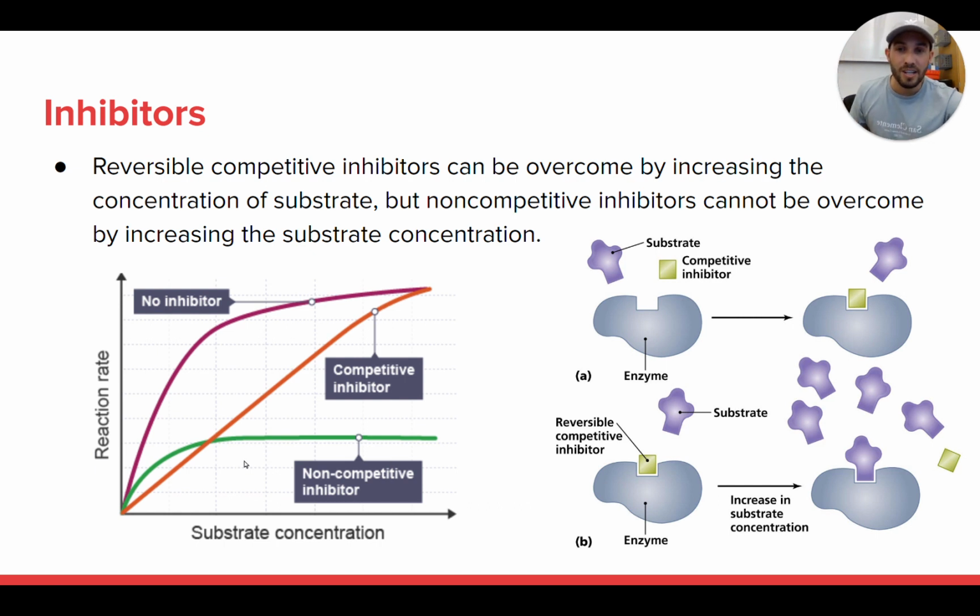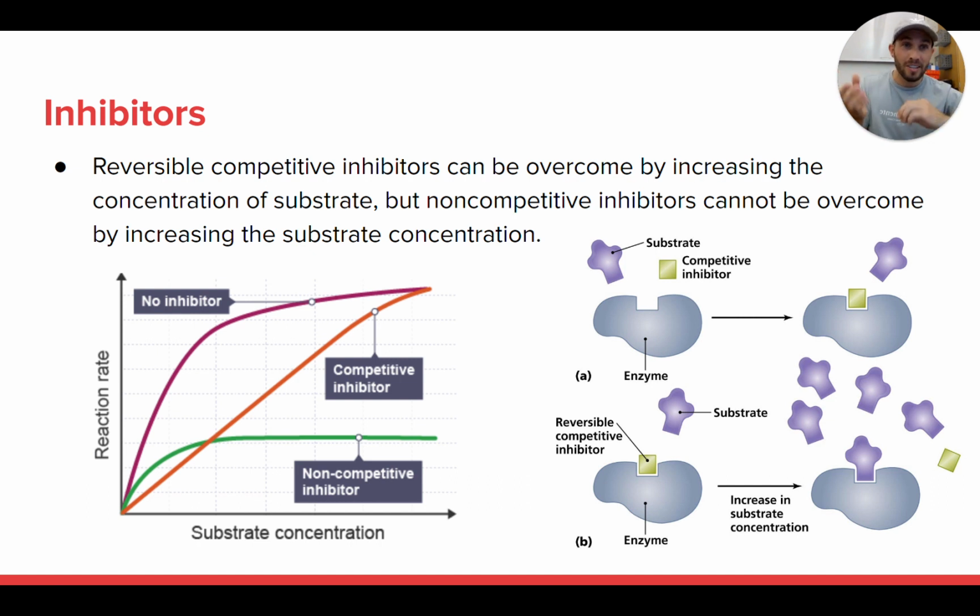But look at the difference here on this green line with a non-competitive inhibitor. When there's a non-competitive inhibitor, again, this is going to reduce the rate of the reaction because it's going to mess up the enzyme. But even when you add more and more and more substrate, you're not going to overcome this inhibitor. This inhibitor is going to bind to certain enzymes at a spot that's not the active site, and make it so that they can't catalyze certain reactions.